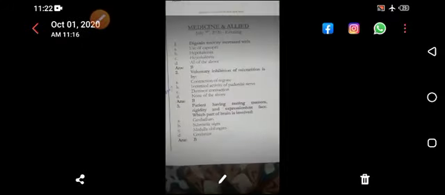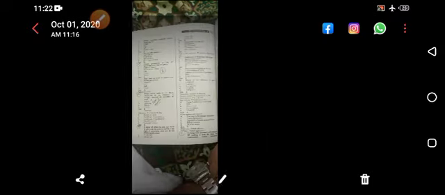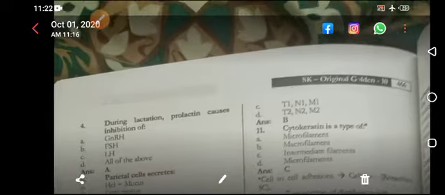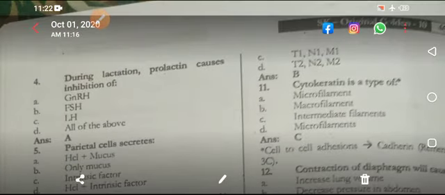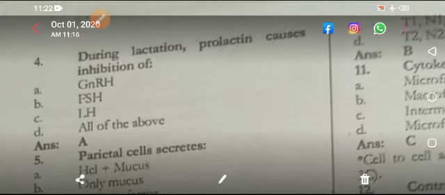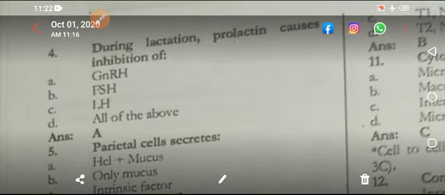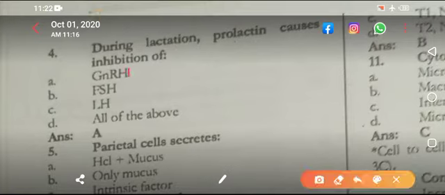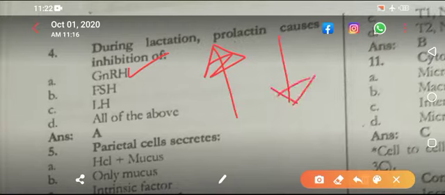So coming next, during lactation, prolactin causes inhibition of what? There is another MCQ. During pregnancy, lactation is inhibited, and during lactation, pregnancy is inhibited. Don't confuse these two MCQs. During lactation, prolactin causes inhibition of GnRH. When your prolactin goes up, it will inhibit the GnRH, and that will inhibit FSH and LH.